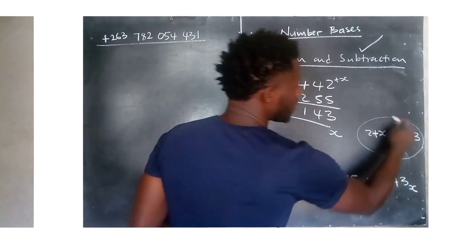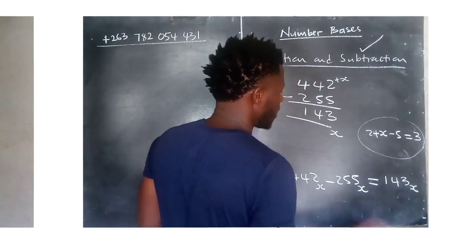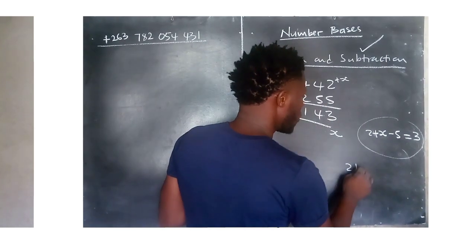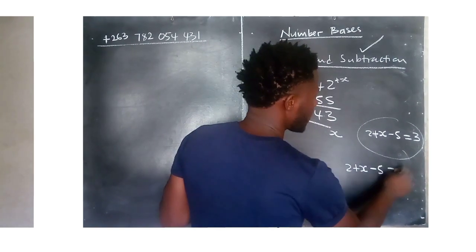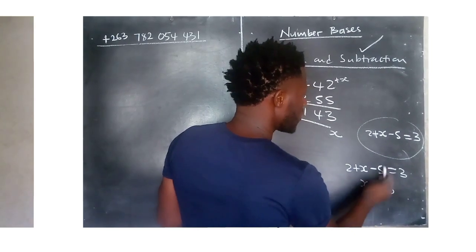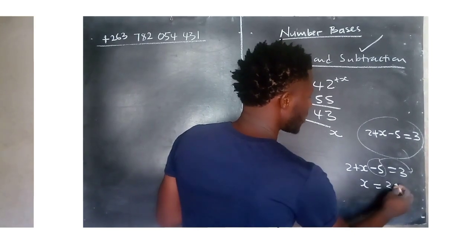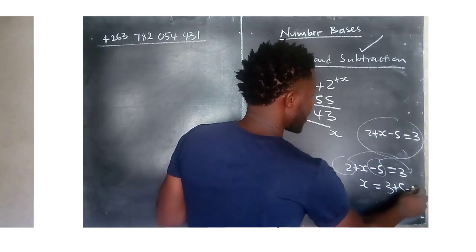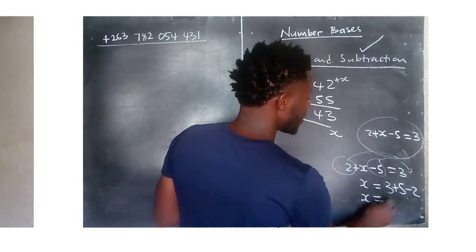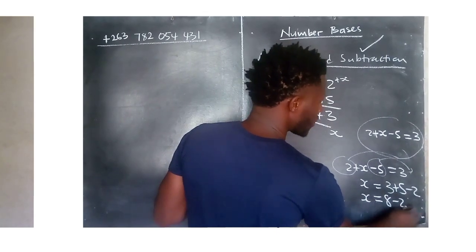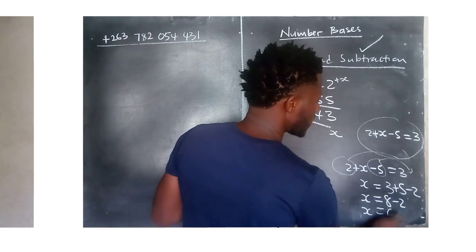Then let's solve this equation by the grouping method like this. 2 plus x minus 5 is equals to 3. So x is equals to 3. We move 5 to the other side, it becomes plus 5. We move 2 to the other side, it becomes minus 2. So then x is equals to 3 plus 5, we get 8 minus 2. x is equals to 6.